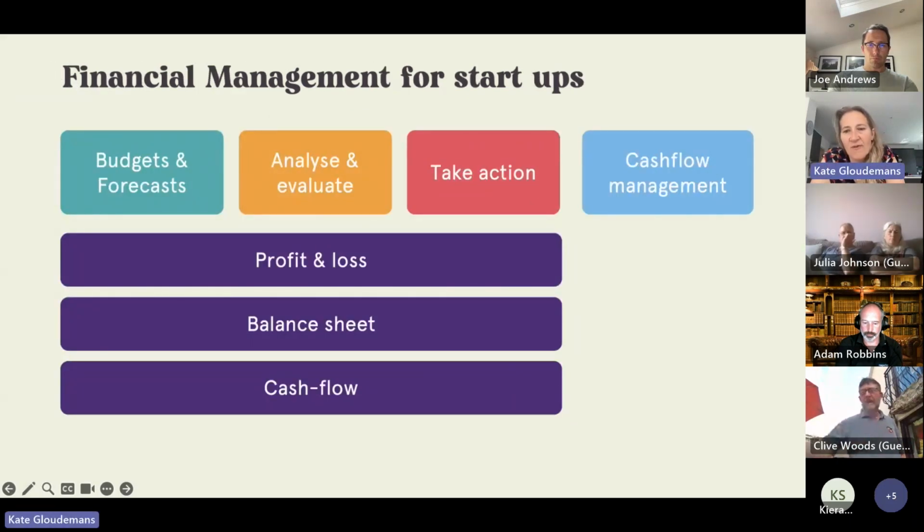So as a startup, there are four main things you do to manage your finances effectively. One is to set realistic budgets and forecasts that align with your business plan. And that's what I've been alluding to in our one-to-ones. The next thing is comparing your business's actual performance to what you were budgeting or forecasting. And where you've got those variations, if there's something you need to act on, you then need to take that action as and when required. And obviously making sure you've got an effective system of managing your cash so you don't run out of cash.